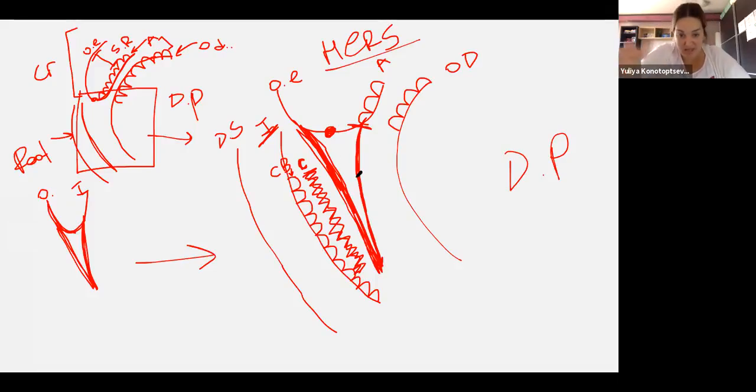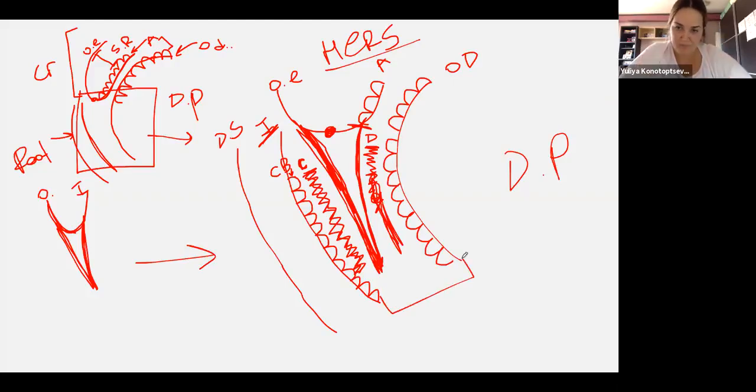HERS simultaneously induces the dental papilla to give rise to the odontoblasts along its way. You can see that odontoblasts are appearing along its way as well. What are these odontoblasts doing? Of course, they're secreting dentin, predentin, you understand. So this tissue right here, I'm going to put D. This is dentin.